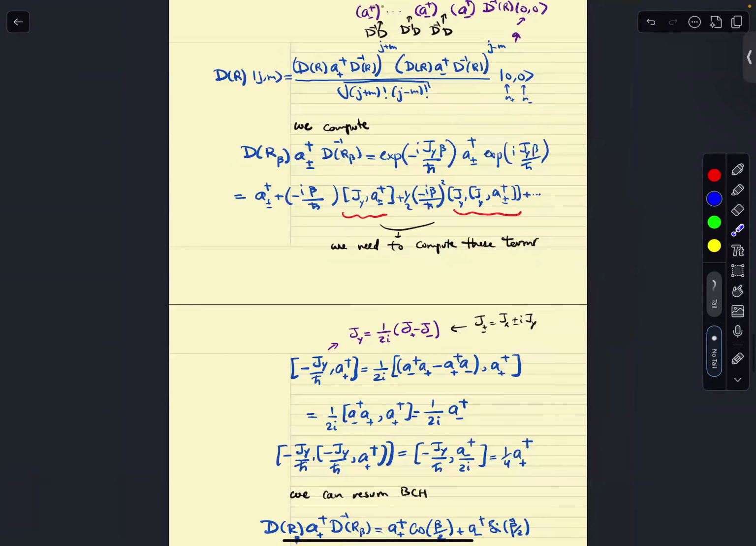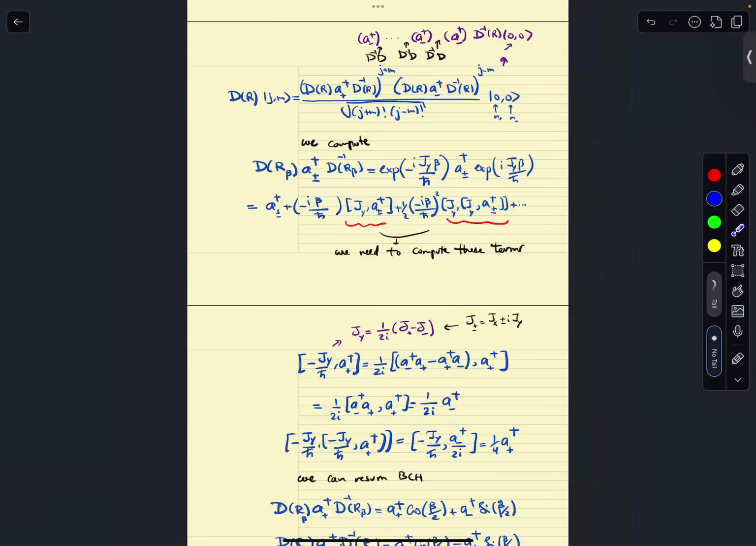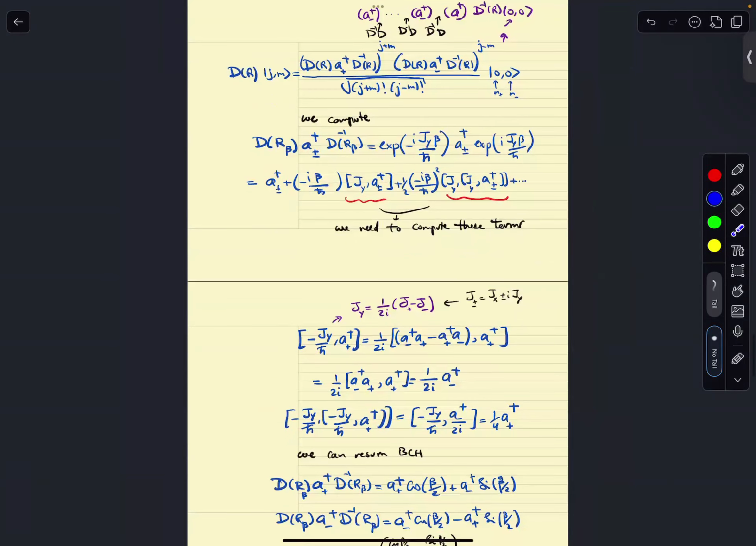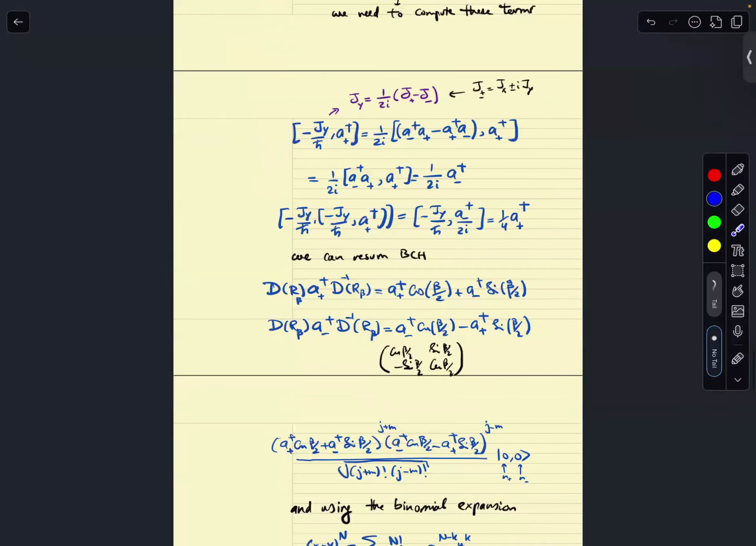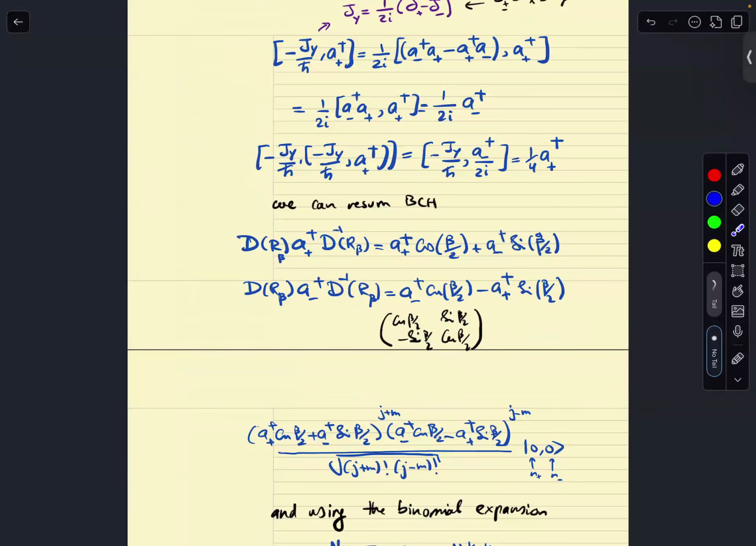All I need to do is, we just calculated what these two terms are. In this form, we need to plug in these two terms inside these parentheses and take them to the power of j plus m and j minus m. The result is going to be this. So the first term is this guy to the power of j plus m. The second term is this guy to the power of j minus m.